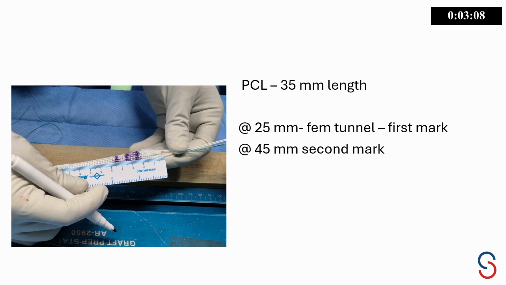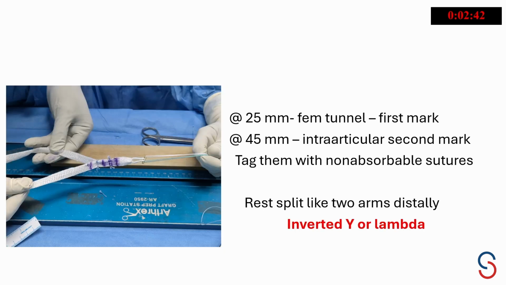Assuming you want 20 millimeters of this tape, just like how you do an ACL or PCL reconstruction using a flexible button, you want 25 millimeters into the tunnel; that is the first mark. Then you make the second mark at 45 millimeters. That means from the first mark, which goes inside 25 millimeters, after that you will take 20 millimeters. The idea is to have a lambda kind of configuration.